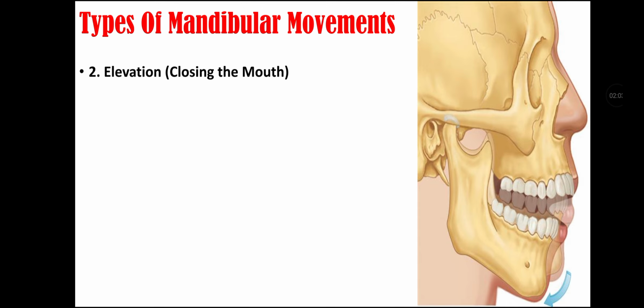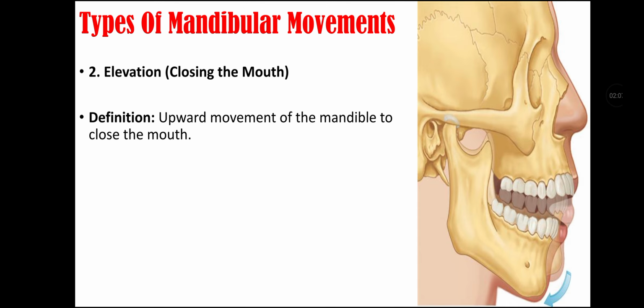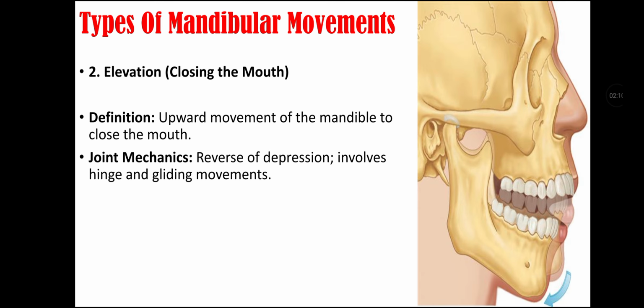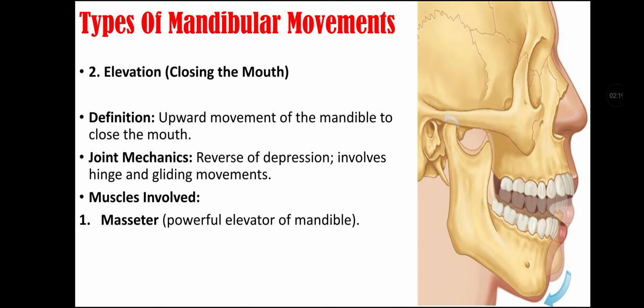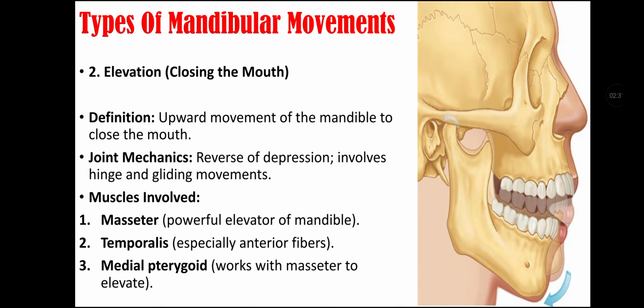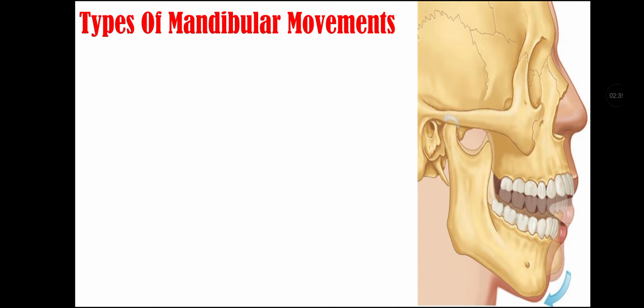Second type of mandibular movement is elevation, that is closing of the mouth. It is upward movement of the mandible to close the mouth. Joint mechanics in this is reverse of depression, that involves hinge and gliding movements. Muscles involved in elevation include masseter muscle, that is powerful elevator of mandible. Second is temporalis muscle, especially the anterior fibers of temporalis muscle help in elevation of the mandible. Then there is medial pterygoid muscle that works with masseter to elevate the mandible.